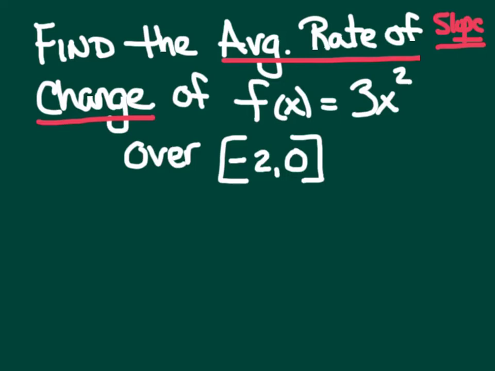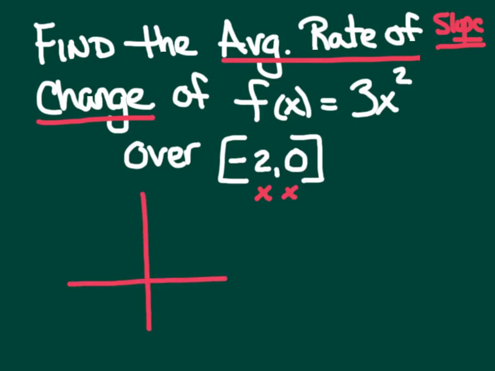Notice, this is not a point. These are both x values, okay? It's not in parentheses, it's not the point negative 2, 0. It's from x equals negative 2 to x equals 0. So, typically we don't sketch this every time, but I'm going to draw a quick sketch just to make sure we're all on the same page.